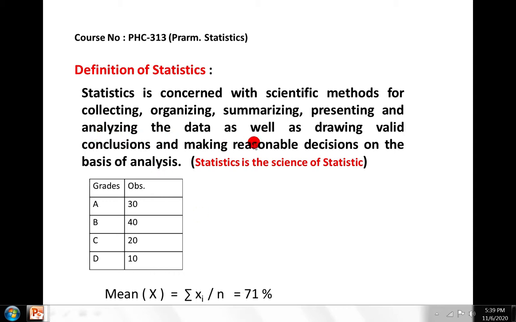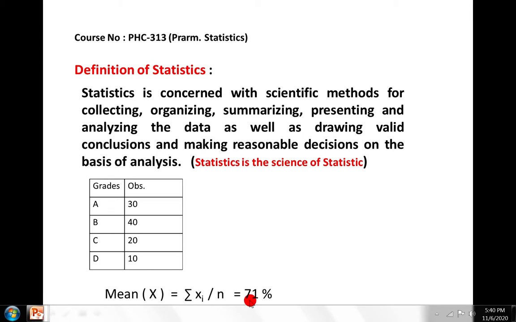So after analyzing the data comes drawing valid conclusions, and this is the conclusion. If you write the result in words, it is called a conclusion. Suppose you write the result: the average marks of first year students in the mathematics course is 71%. That is called a conclusion. So if you write the result in the form of statements, it is called a conclusion. So the average marks of a single student is 71%, or of the class is 71%.